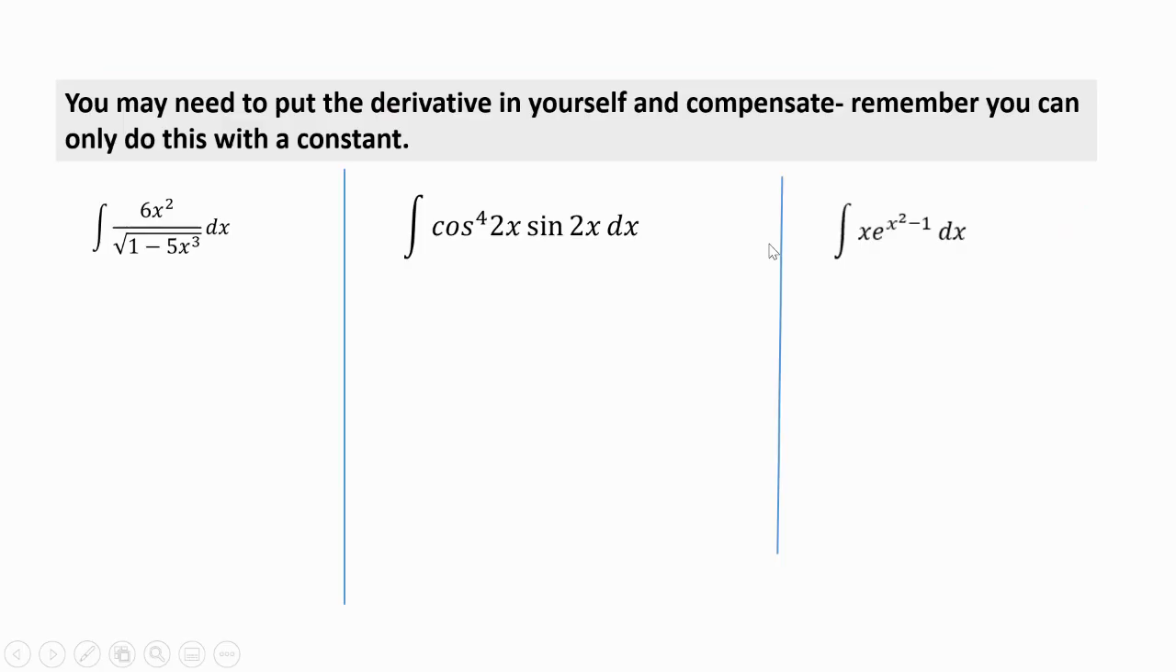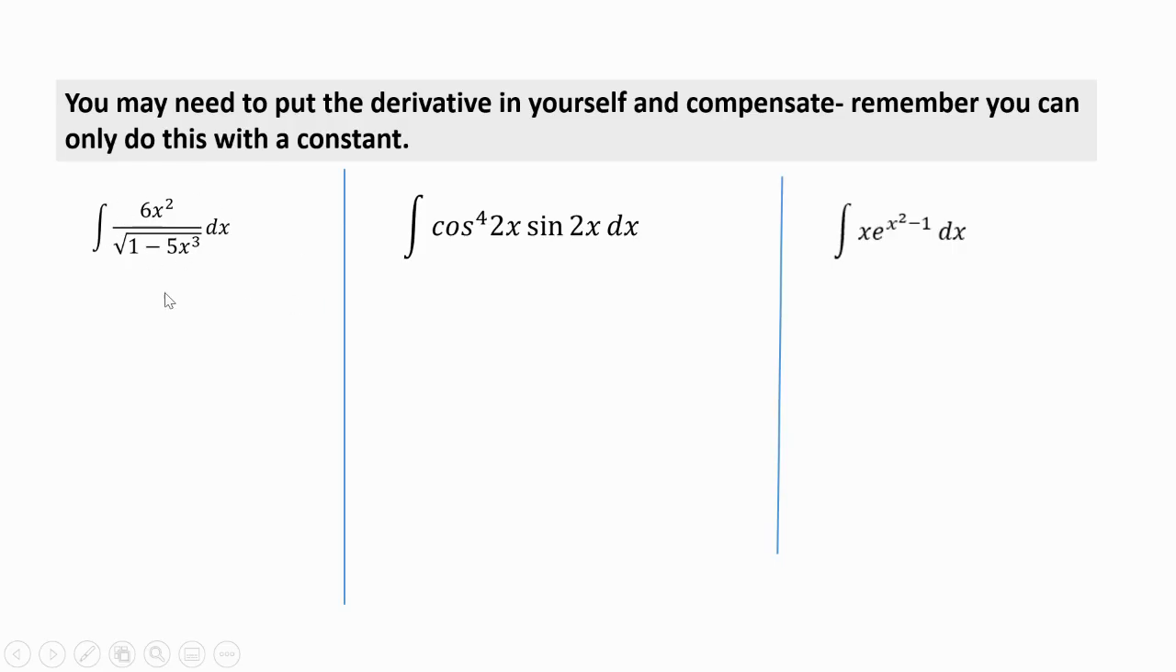Okay, so what happens if the derivative isn't quite there, right? What you need to do is maybe potentially add a constant, times it by a constant, and so on. Let's have a look at it. So in other words, if it's almost there, we need to compensate.